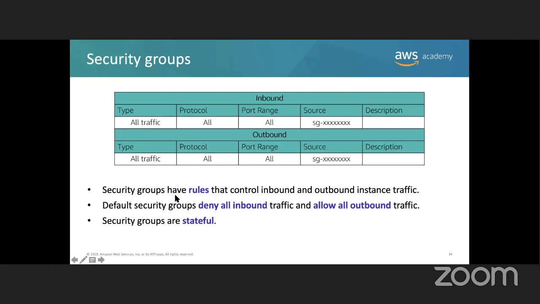Security groups have rules that control inbound and outbound instance traffic. The default security group denies all inbound traffic and allows all outbound traffic. Security groups are stateful. All right. By default, all the traffic is denied, so you have to allow it.